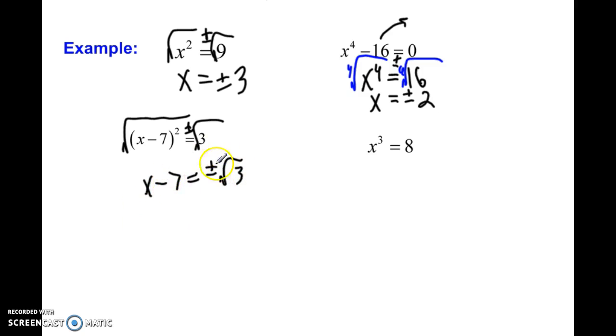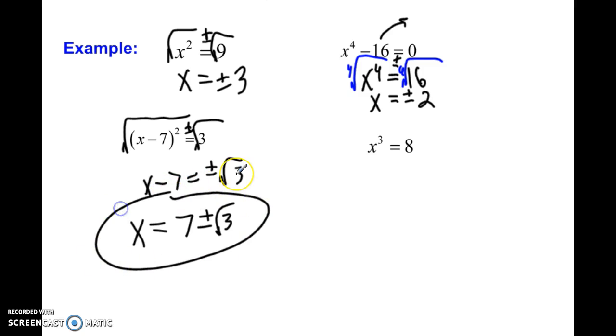And then final step, move that 7 over. When you add 7 to both sides, I think it's just better to put the 7 in front. It kind of flows better. It sounds like you're a mathematician when you do it that way. So it'd be 7 plus or minus root 3. And those are your answers. That's really 7 plus the square root of 3 and 7 minus the square root of 3. There's two answers there, and those are the answers to the problem posed. So oftentimes you're going to get two answers when you do this.